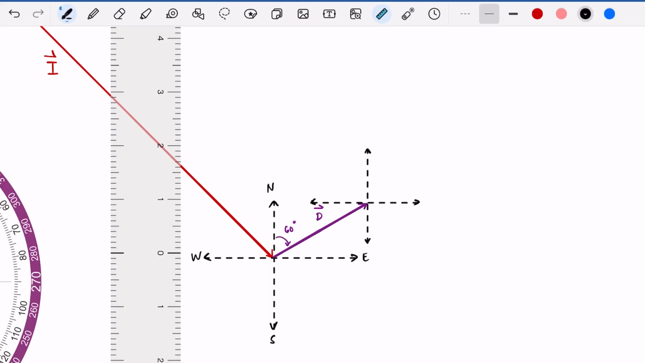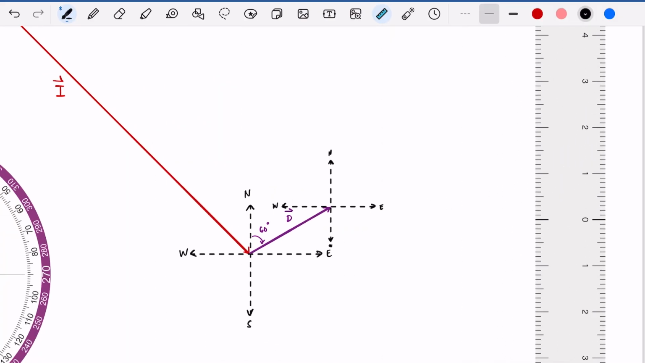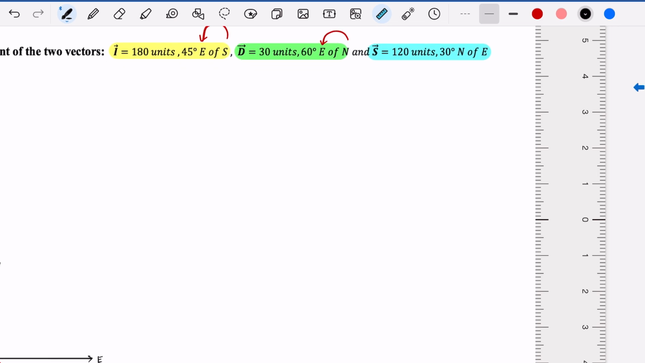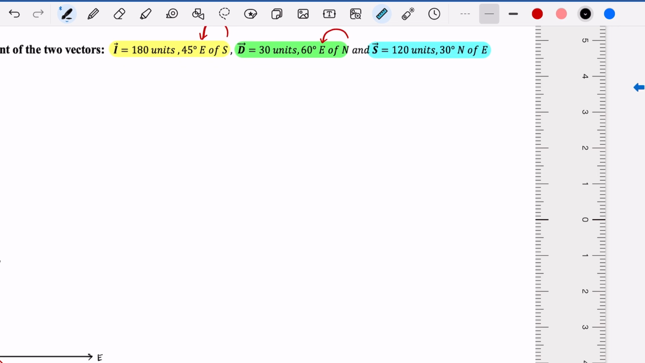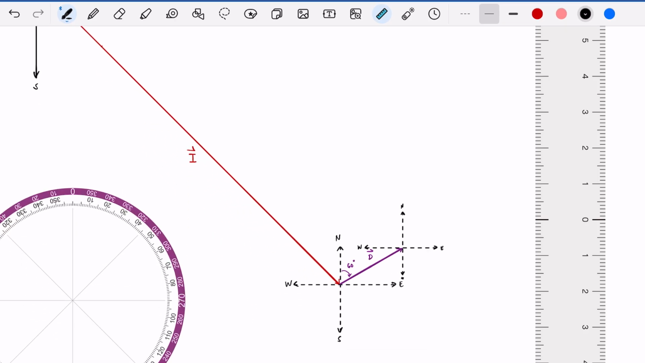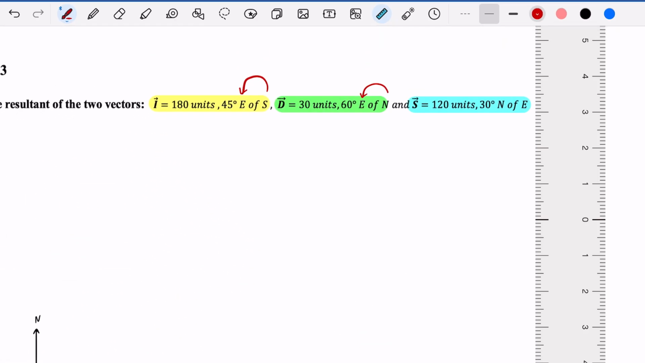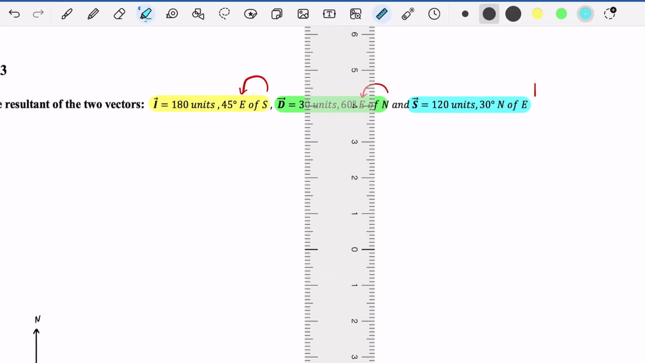All right, so again, still consistency: north, south, east, and west. So the third vector which we have to add is actually vector S. It says we have to represent 120 units, 30 degrees north of east. So again and again, I've been doing this again and again. I'm hoping you already get this one. We start from east. Sorry, let me just erase this one. We start from east going north.